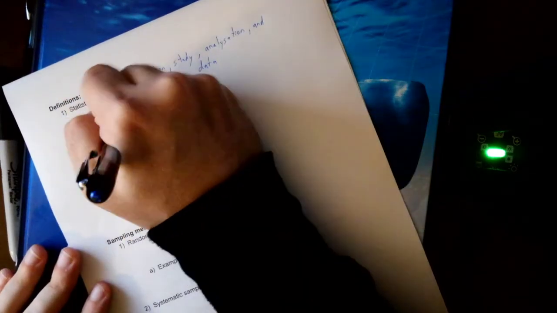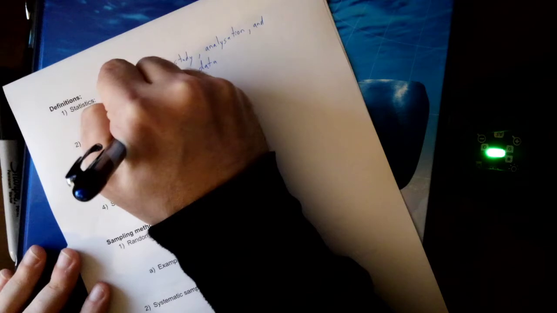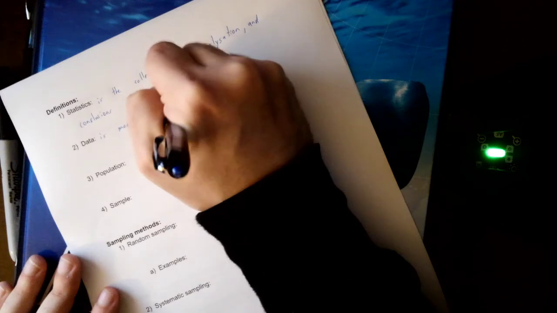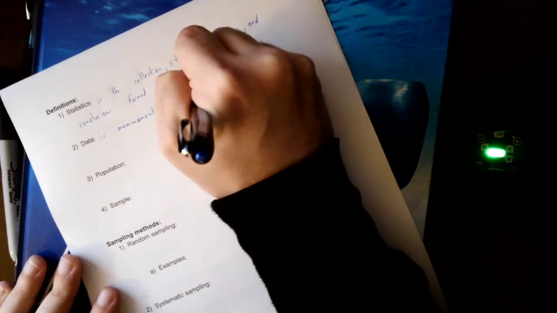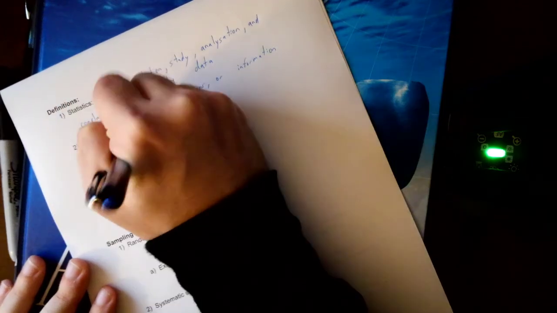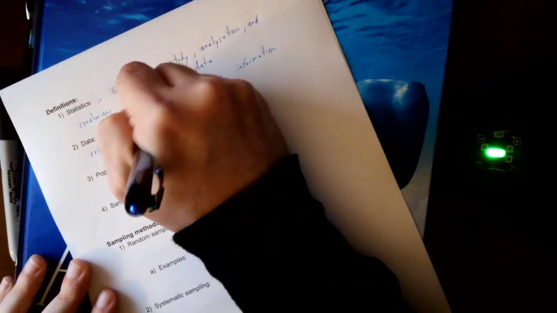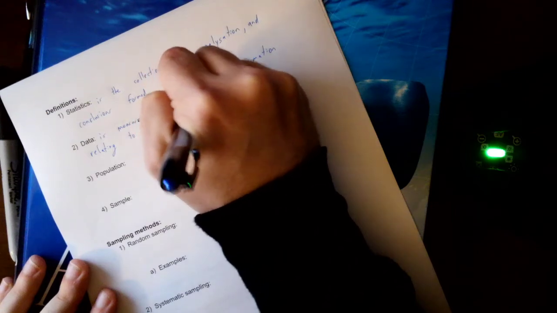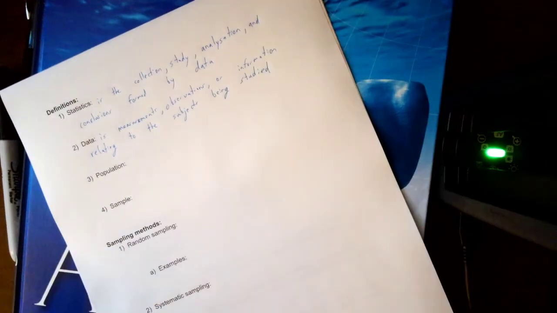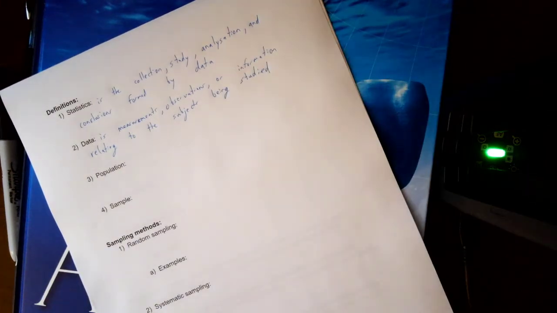So what is data? Data is measurements, observations, or information relating to the subjects being studied. So data is measurements, observations, or information relating to the subjects being studied.